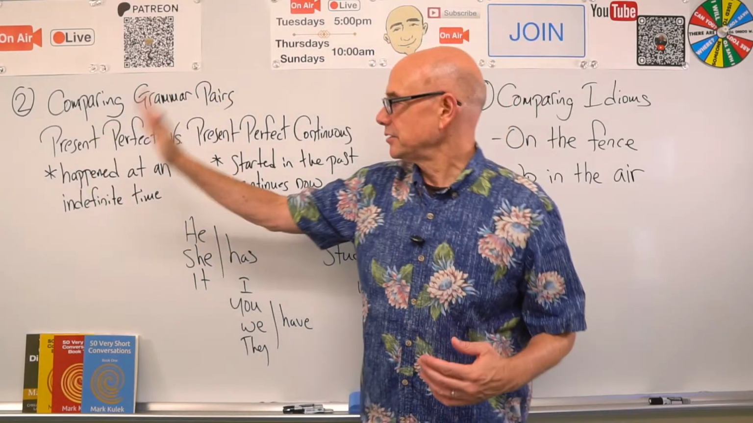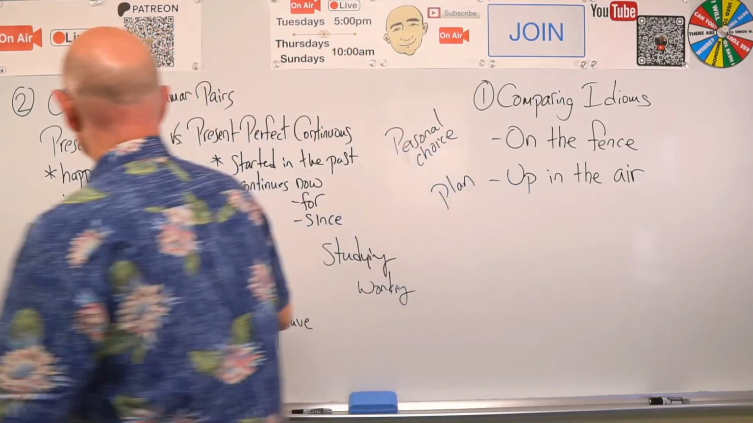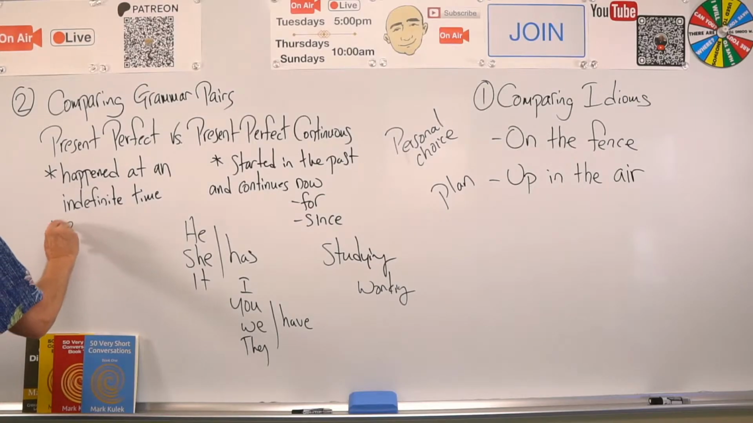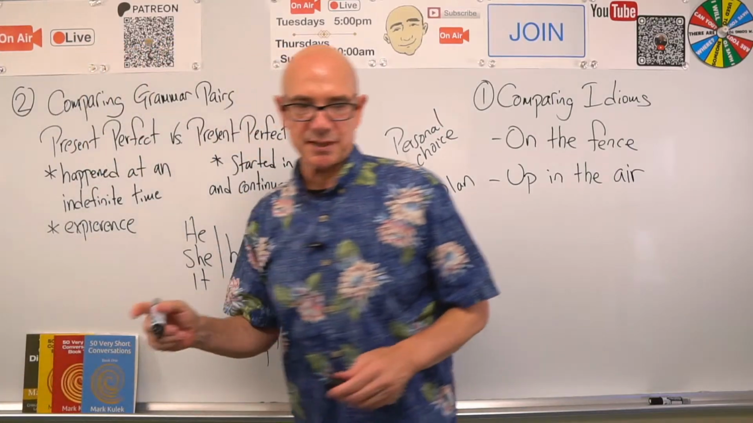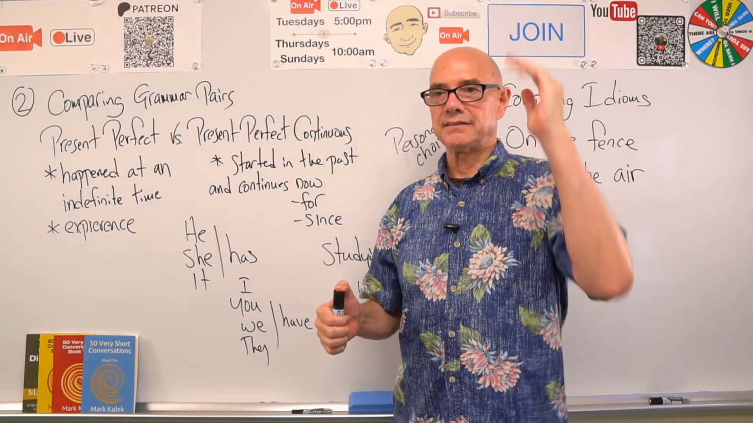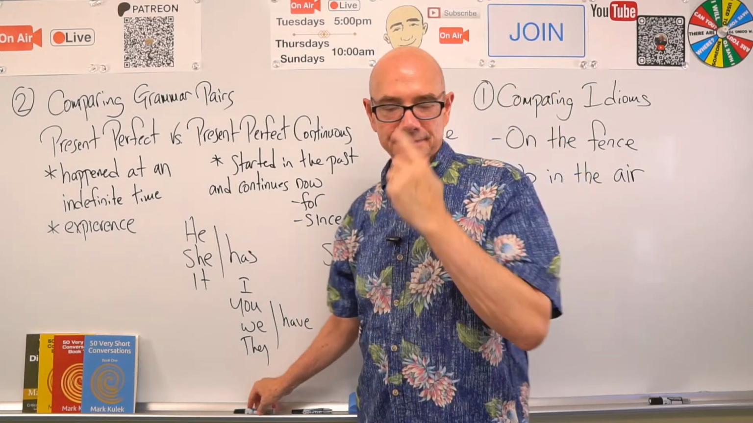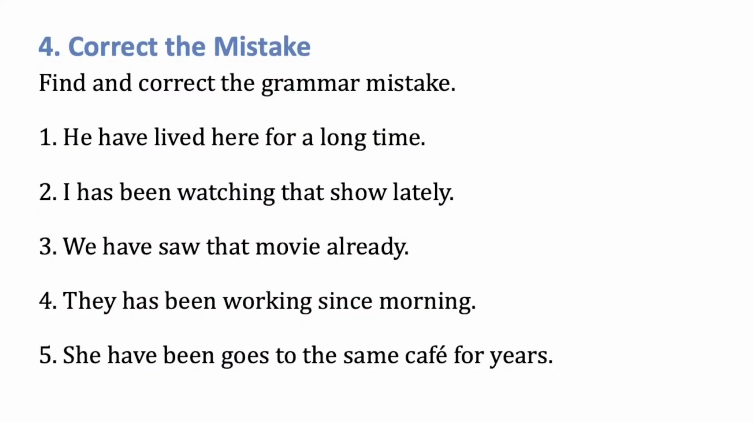Experience, right? So we use present perfect for happenings at an indefinite time and for experience. And that is experience, right? Already, we have seen that movie already. It's something we have done. We have experienced that. Okay, good, Susie. They have been working since morning.